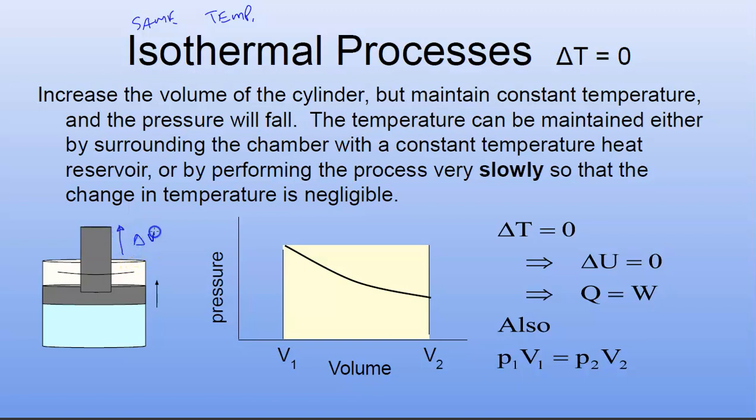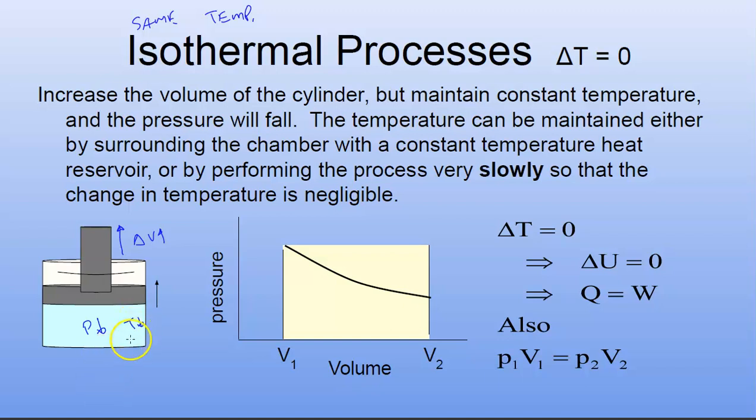So I've got a delta V that's increasing. That's going to make the pressure drop off here of the gas inside here, and it could make the temperature fall as well. Remember, ideal gas law says the pressure and the volume and the temperature are all tied up, and you change one, you usually change the other two as well.